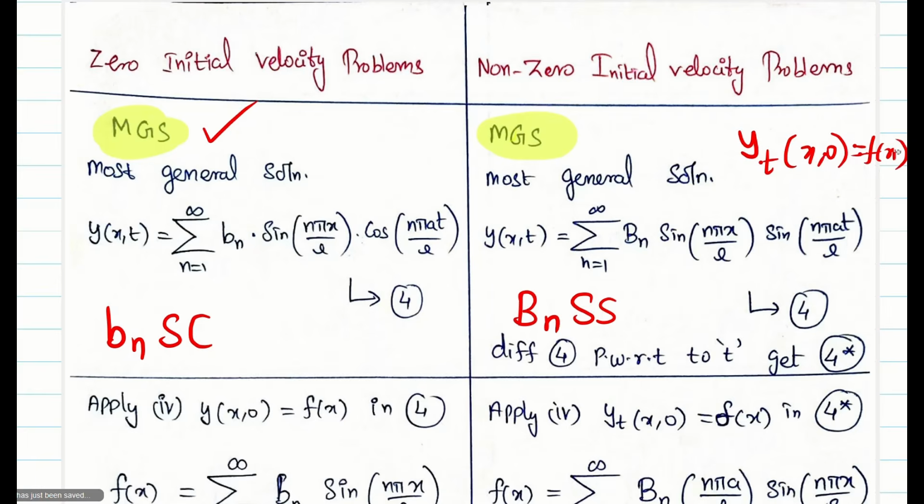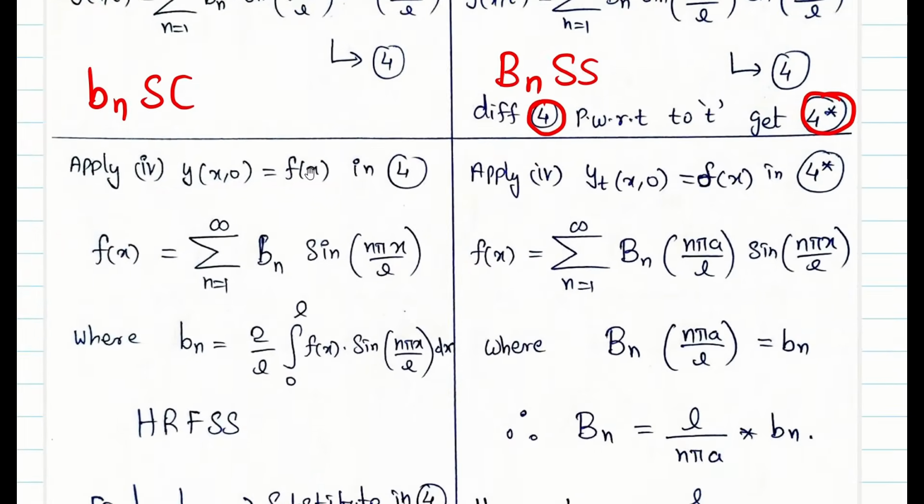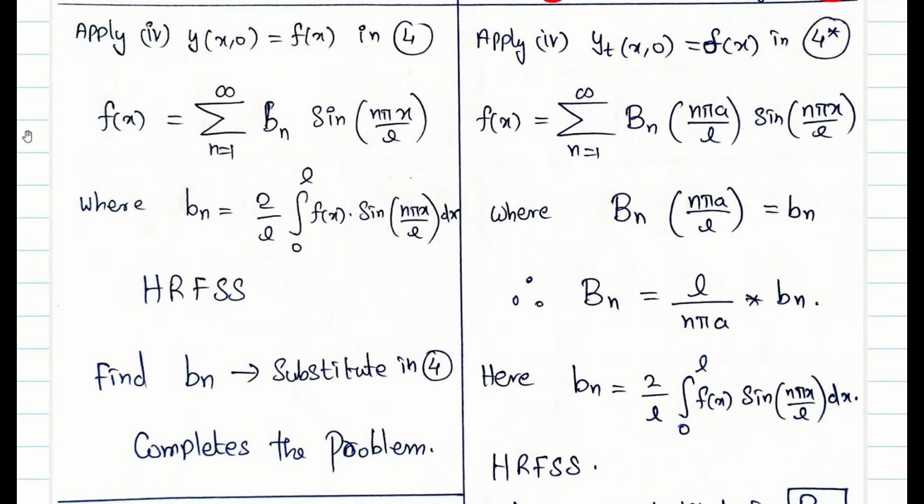Here I can apply 4 directly in the zero initial velocity problem, but in the non-zero initial velocity problem, my fourth condition is going to be y_t of x comma 0. Now I differentiate 4 partially with respect to t and I will take it as 4 star and I will apply this fourth condition in 4 star. But in the case of the zero initial velocity problem, I can directly apply this. When I apply this, my cos 0 will become 1. So I am directly getting this equation.